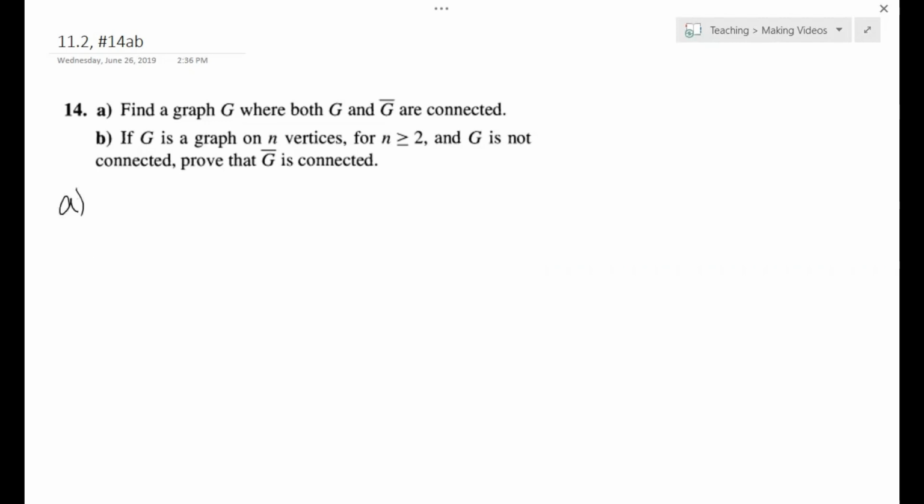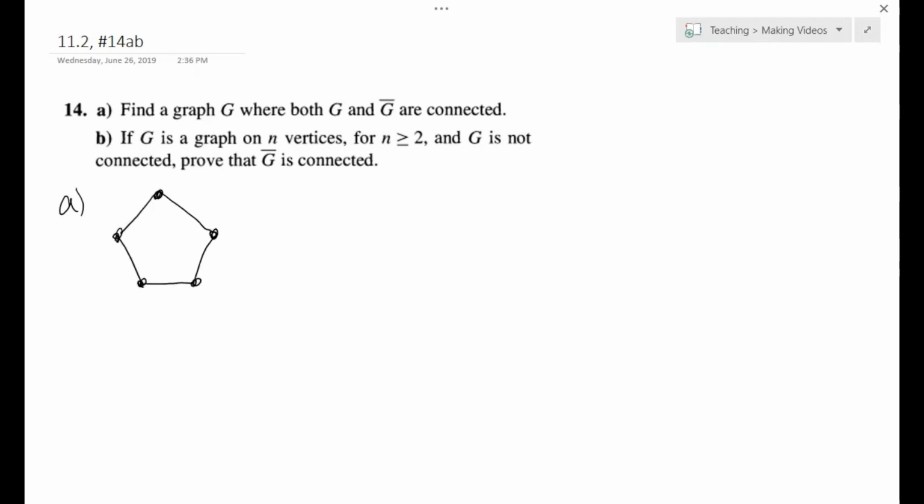Part A says find a graph G where both G and G complement are connected. And I have a favorite example of this, and my favorite example of this is sometimes denoted by C5. It's a cycle on 5 vertices.